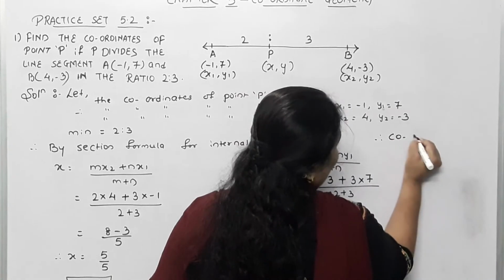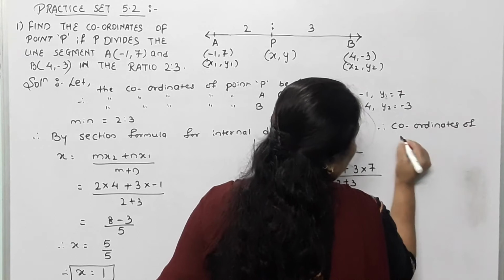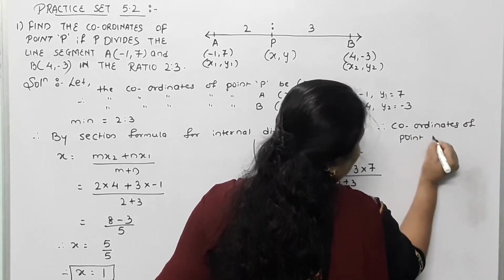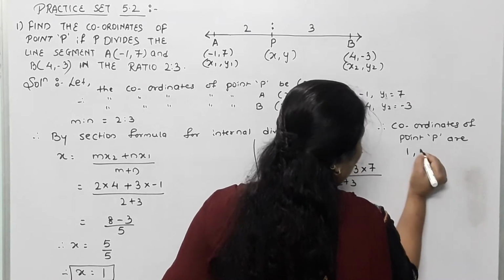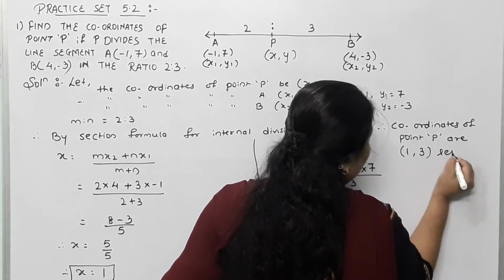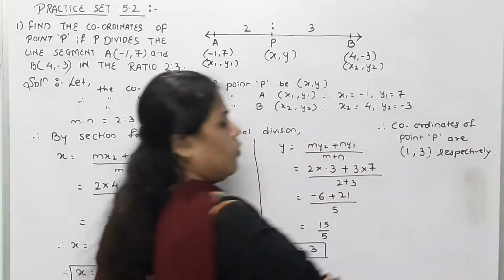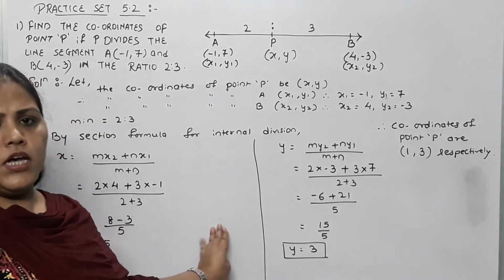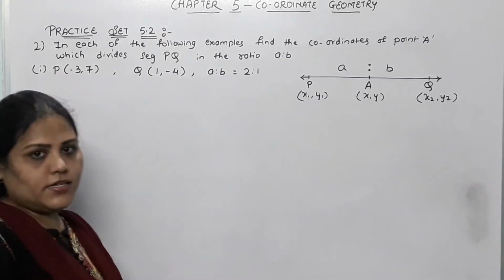Therefore, the coordinates of point P are 1, 3 respectively. Right? Note down the answer, then we will see our next question. Now see the next sum.